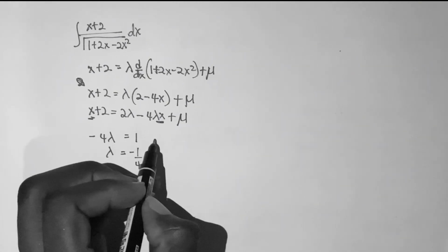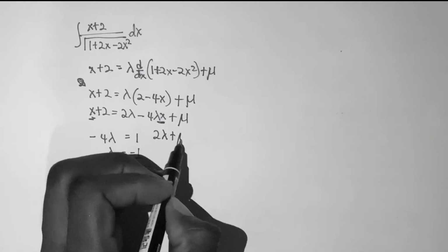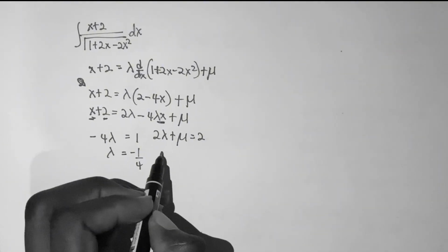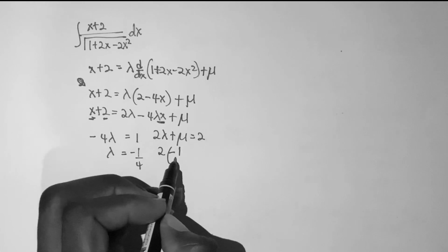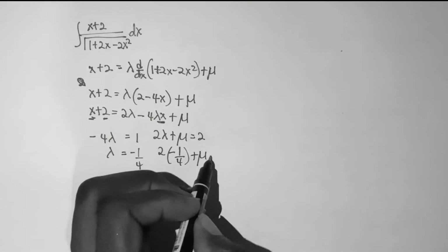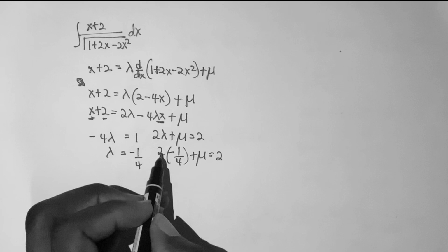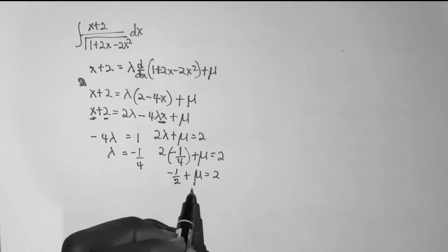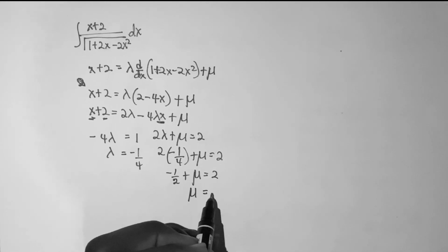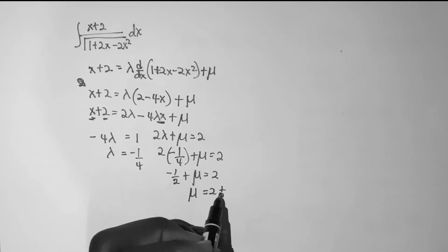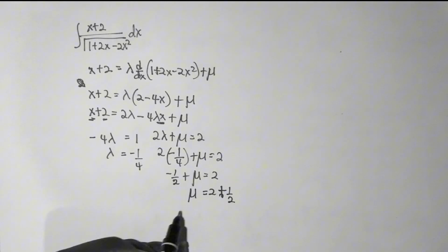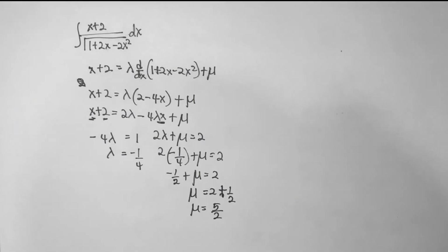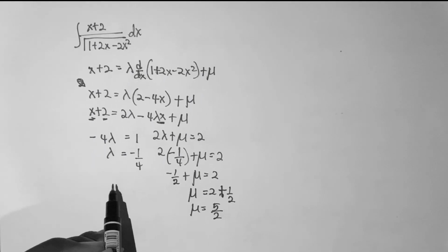But we also know that 2 lambda plus mu is equal to this constant 2. But lambda is minus 1 over 4. So 2 times minus 1 over 4 plus mu is equal to 2. So minus 1 over 2 plus mu is equal to 2. So mu is equal to 2 plus 1 over 2, and therefore mu is equal to 5 over 2. We've gotten the values for lambda and mu.